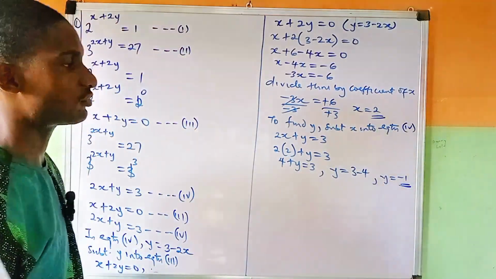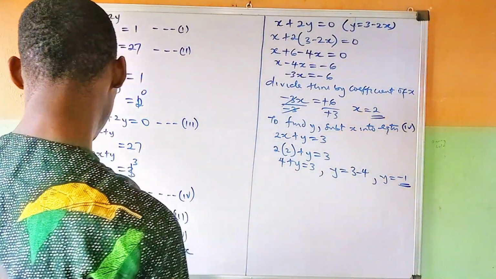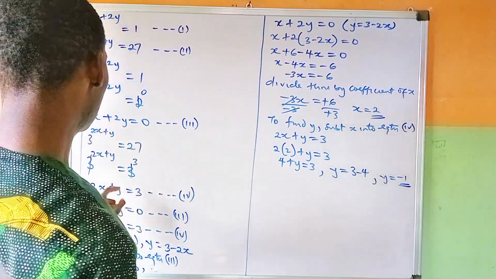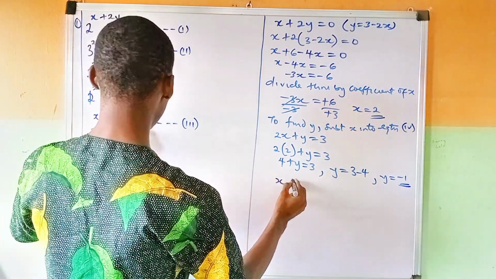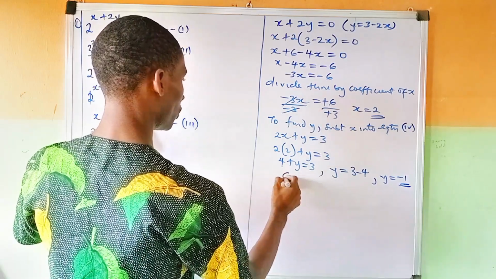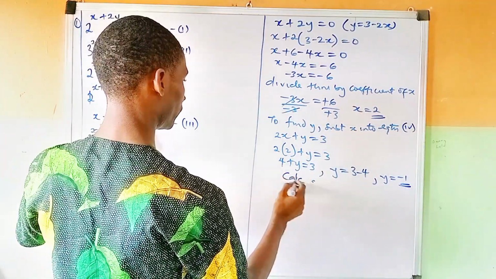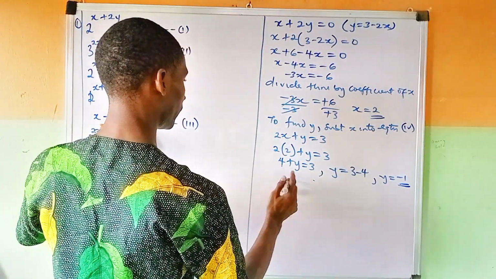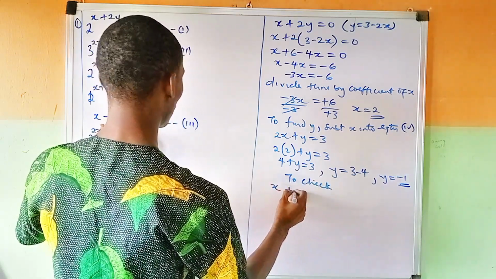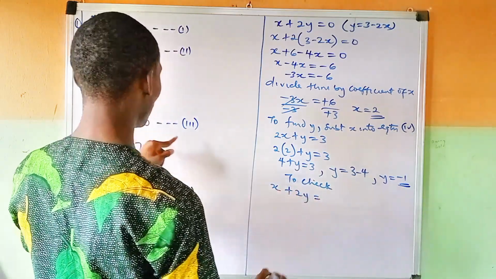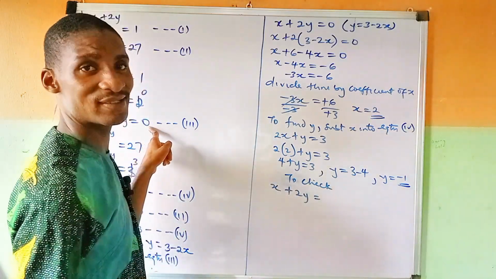So let's cross check to see if our answer is correct. If you come over, let's use this equation 3 to check. Equation 3 says x plus 2y. Let's see what our answer will be, if we're going to get 0.